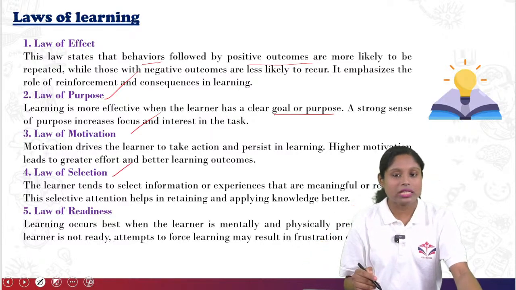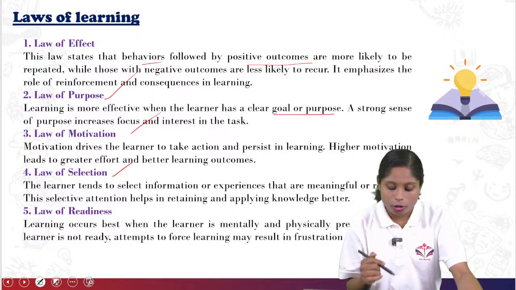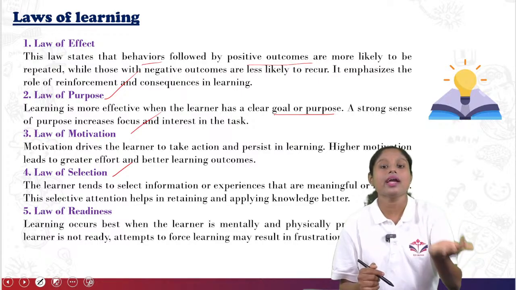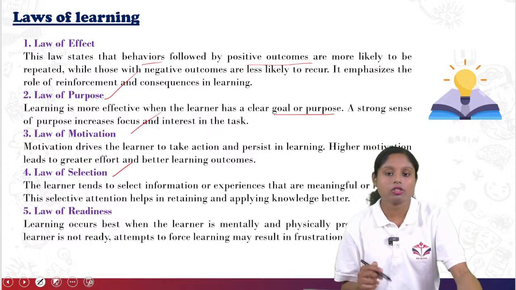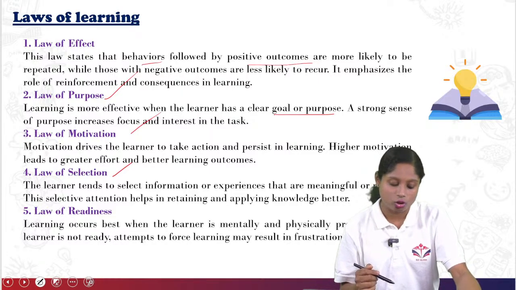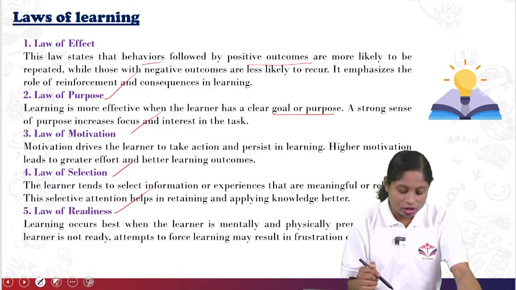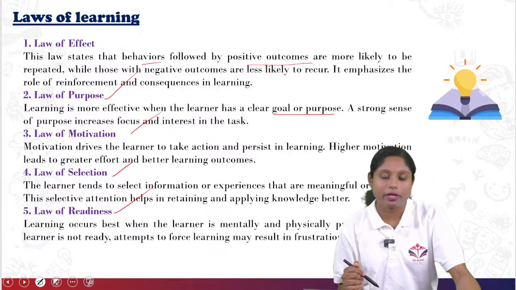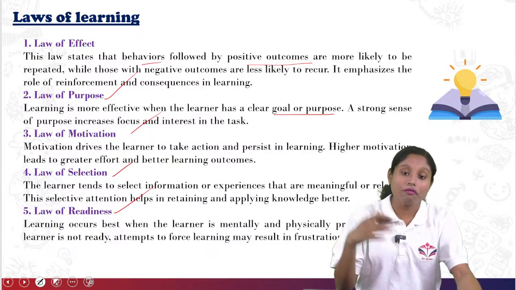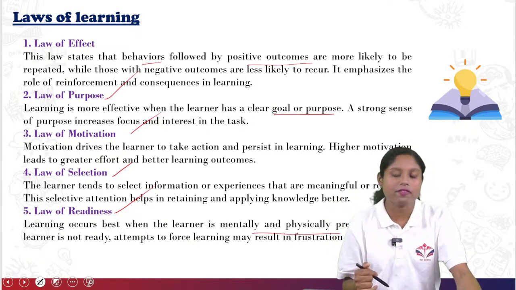Next one, the law of selection. The learner tends to select information or experiences that are meaningful or relevant. From so much knowledge, he or she will take the relevant information. That is the selection. This selective attention helps in retaining and applying knowledge better. Next is the law of readiness. Learning occurs best when the learner is mentally and physically prepared. If I am not mentally and physically prepared, then I can't study. If a learner needs to study or learn something, he or she should be mentally and physically prepared.